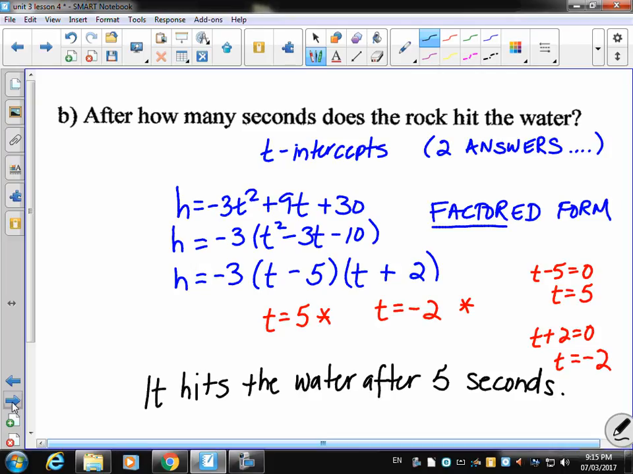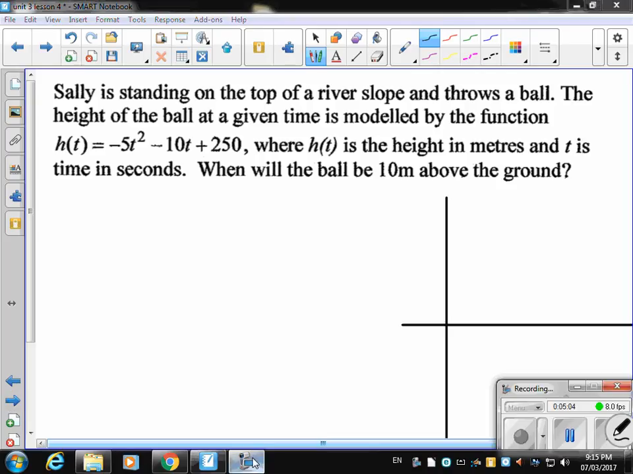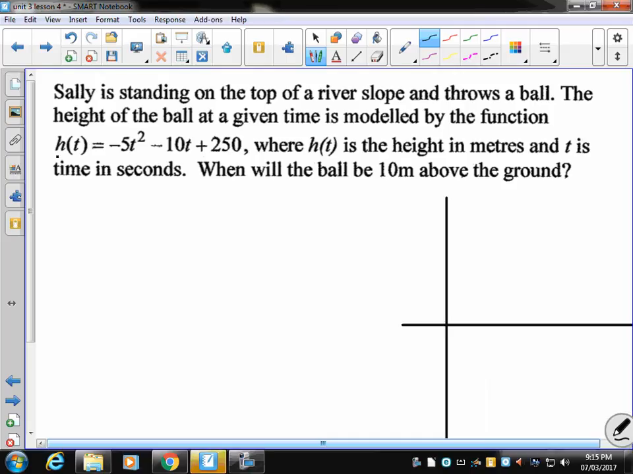Okay. Next question says, Sally is standing at the top of a river slope and throws a ball. The height of the ball at a given time is modeled by the function h of t, so there's our function notation. Negative 5t squared subtract 10t plus 250, where h of t is the height in meters and t is the time in seconds. When will the ball be 10 meters above the ground?